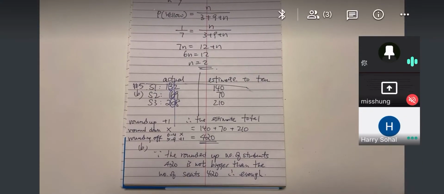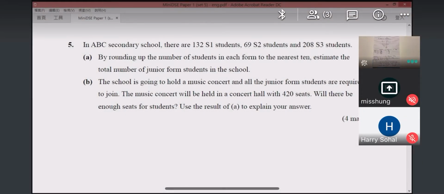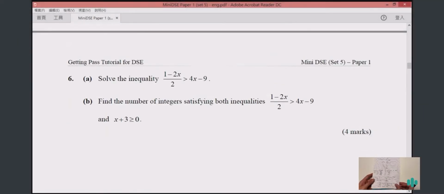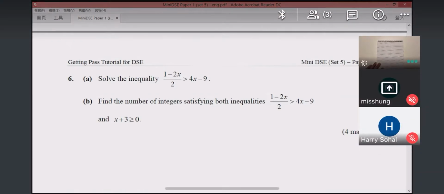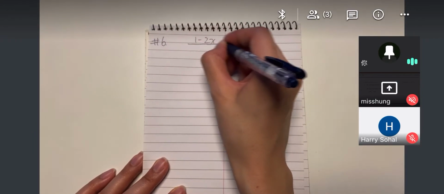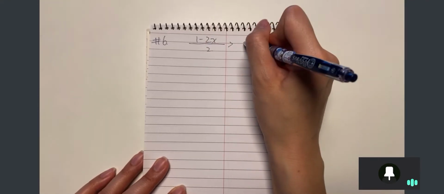Number 6, easy, right? Inequalities. First of all you solve the inequalities at part A. Number 6, 1 minus 2x over 2 bigger than 4x minus 9.